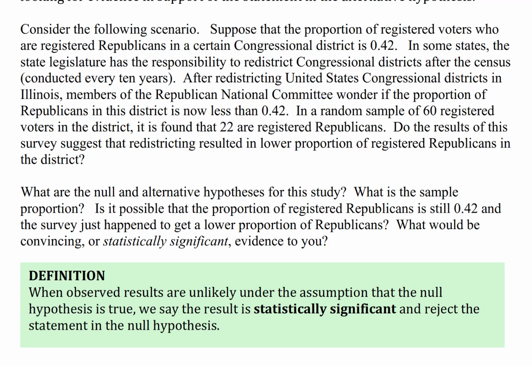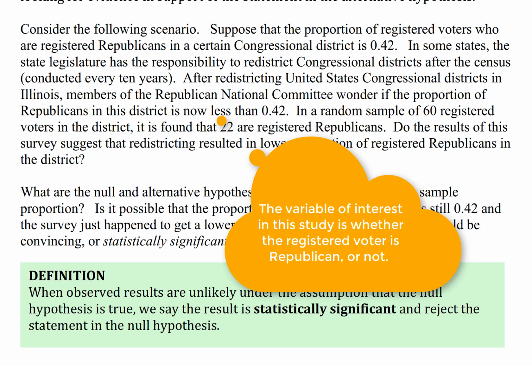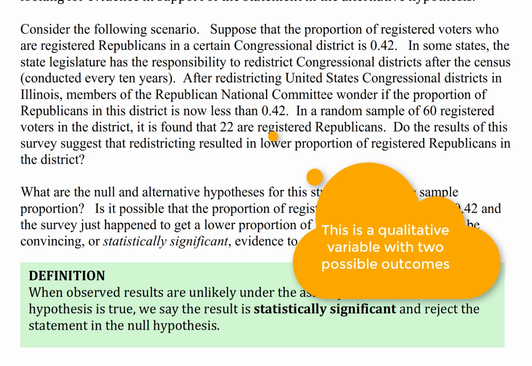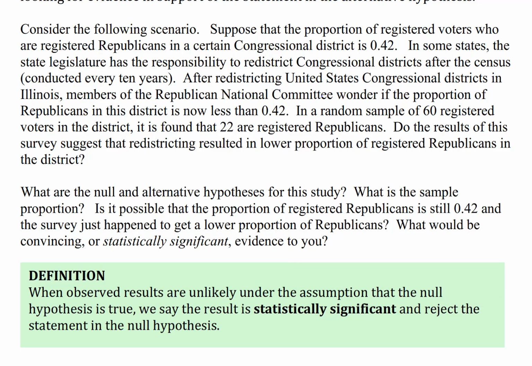So first we want to determine the null and alternative hypotheses for this study. It's important for you to recognize the fact that the variable of interest here is whether the individual that was randomly selected is Republican or not. So this is a qualitative variable where there's two possible outcomes. Either you say, yes, I'm Republican, or you say, no, I'm not Republican. Because the variable of interest is qualitative with two possible outcomes, it makes sense to analyze this using proportions.